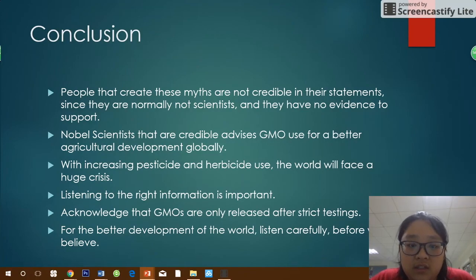And we have to acknowledge that GMOs are only released after strict testing. Therefore, when it is actually released, it is proven to be safe and beneficial for human consumption. For the better development of the world, we have to listen carefully before we believe, and we have to know what we believe in and know if it's right to believe in. Thank you.